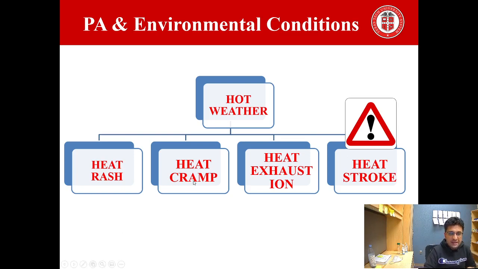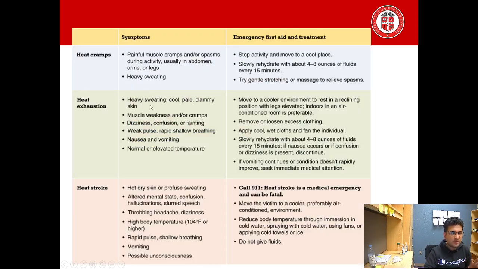Heat cramp, heat exhaustion and heat stroke are the three stages in which heat injuries progress. So this is the mild one, this is somewhat serious, and this is definitely a medical emergency. So we'll look into it here. If we talk about heat cramps, it's basically a spasm of a muscle, and it can occur anywhere in the body where muscles are involved.